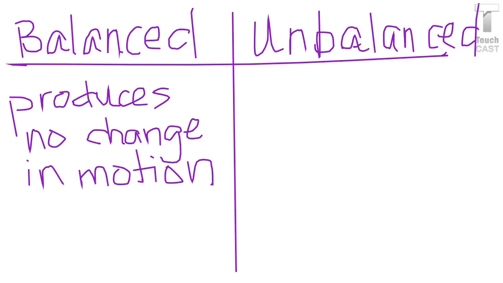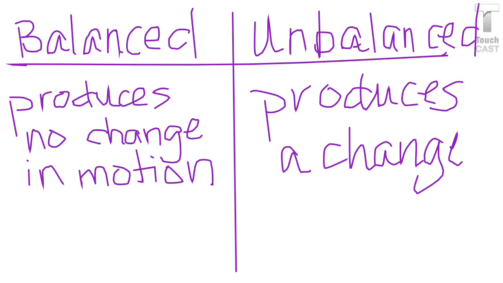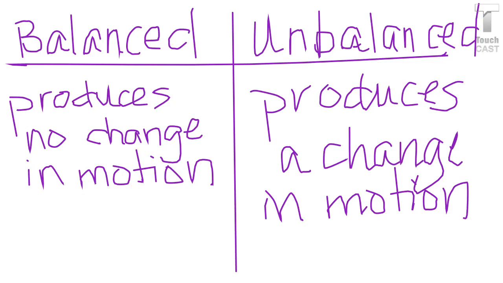An unbalanced force produces a change in motion. A net force on an object is greater than 0. When the net force of an object is not 0, the forces on the object are unbalanced, and unbalanced forces produce a change in motion.